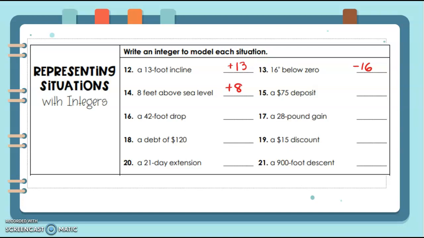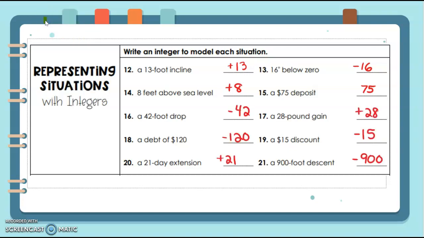You're putting money into the bank. $75 is going into the bank. And again, you don't have to put that little plus sign, positive sign. Okay, go ahead and do 16 through 21, and we will check them. You can press pause. Okay, you can see the answers right here.